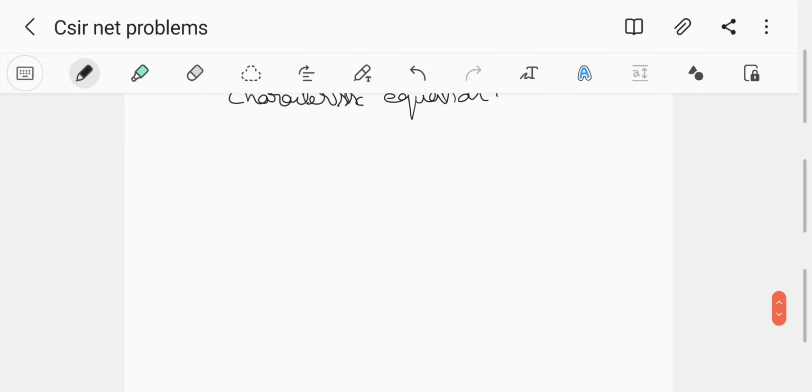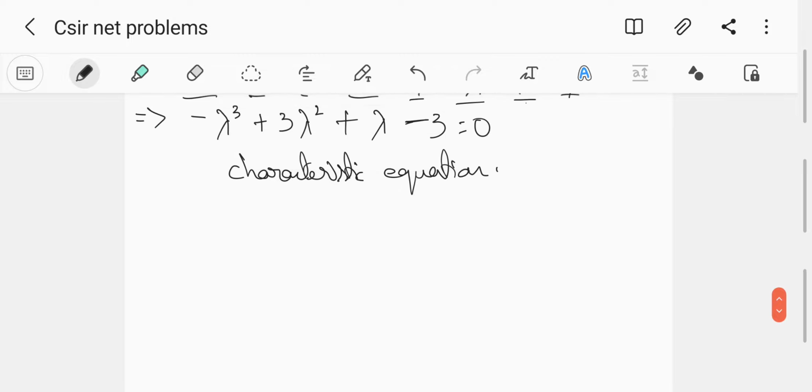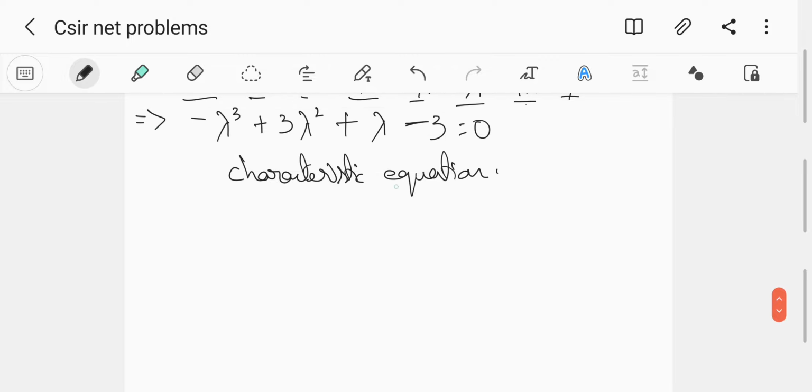By the trial and error method, we will find the first eigenvalue. How do we find that? We take the coefficients of each lambda term: the coefficient of lambda cube is minus 1, the coefficient of lambda square is 3, the coefficient of lambda is 1, and the constant term is minus 3.